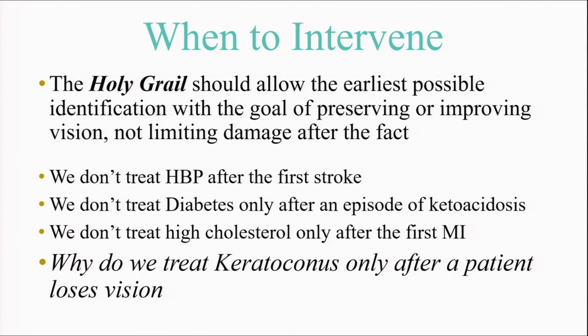That parameter should allow the earliest possible identification of disease in the subclinical stage, which is true disease, with the goal of preventing or improving vision, not treating vision after it's already been lost. And that's nothing new. Can you imagine if your medical doctor said, I'm only going to treat your high blood pressure after the first stroke, you would walk out of the office. You don't treat diabetes after the first episode of ketoacidosis. You don't treat high cholesterol after the first MI. Why are we currently treating keratoconus only after the patient loses vision?